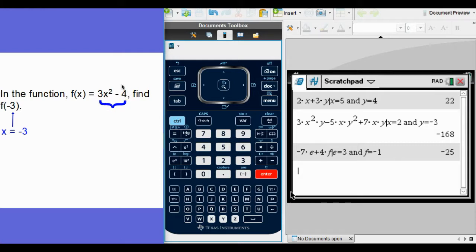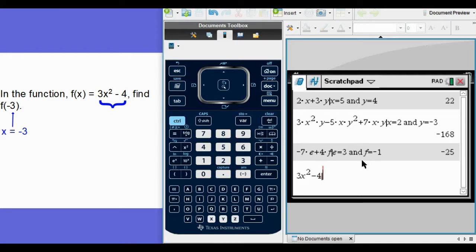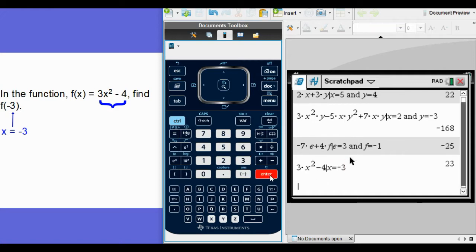Okay? So we're going to come back over here, and the part after the equal sign is what we're going to type in. So we're going to type in 3x squared minus 4, such that, and this time we only have one thing, just this x equals -3, because that's what that means when it's in parentheses in place of that x. So we're going to type in x equals -3, hit enter, and we get 23. Very good.